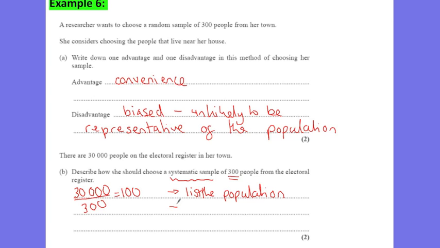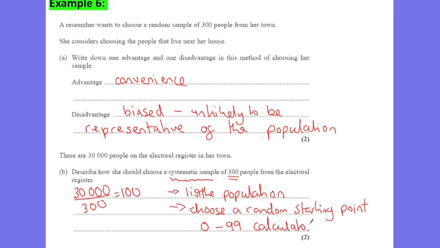We then must choose a random starting point. And this starting point we're going to be finding by using our calculator, between 0 and 99 on the calculator. That's because we're looking for every 100th person.